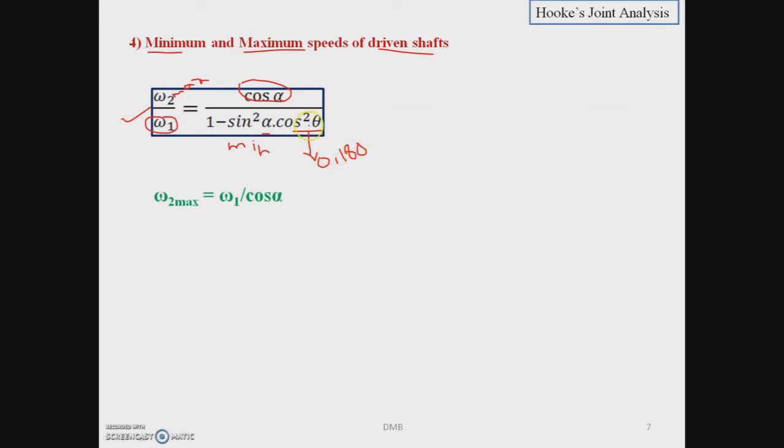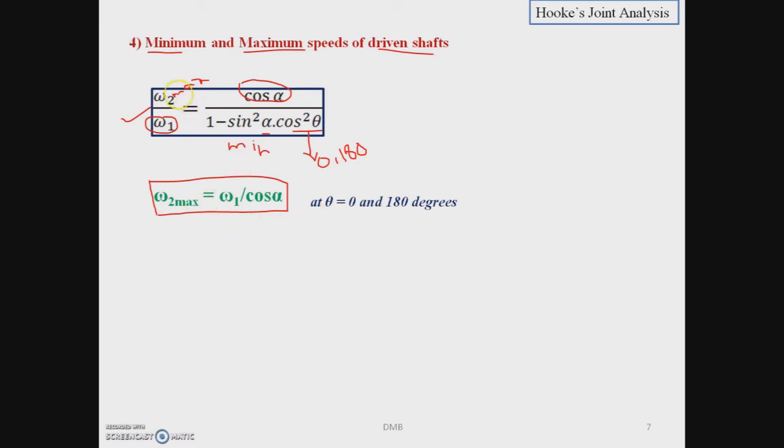So by substituting theta as 0 or 180, we will get omega 2 max is equal to omega 1 upon cos of alpha as the maximum speed of the driven shaft. So which happens at theta equals 0 and 180 degrees.